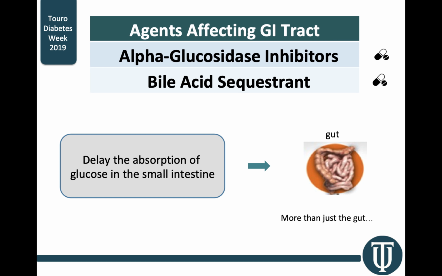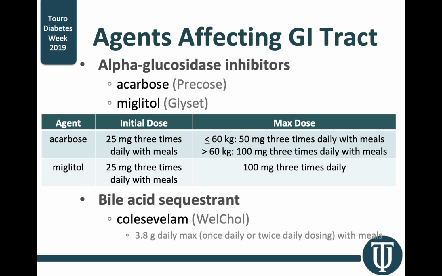So the next big class would impact our GI tract. There are two subgroups. The first is alpha glucosidase inhibitors and the second is bile acid resins. They both would help delay the absorption of glucose in our small intestines. However, this is more than just in our gut, so I will mention that later on. So let's take a look at the agents.